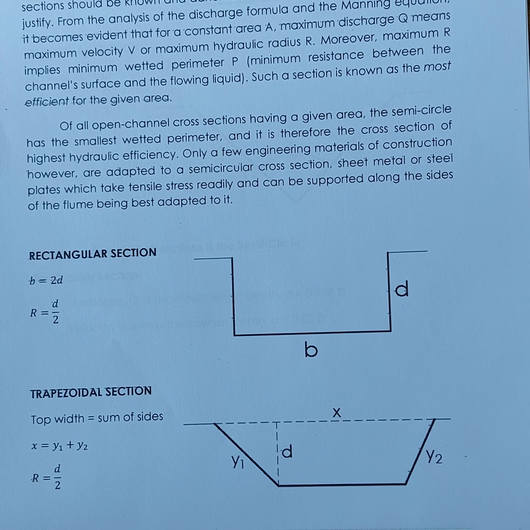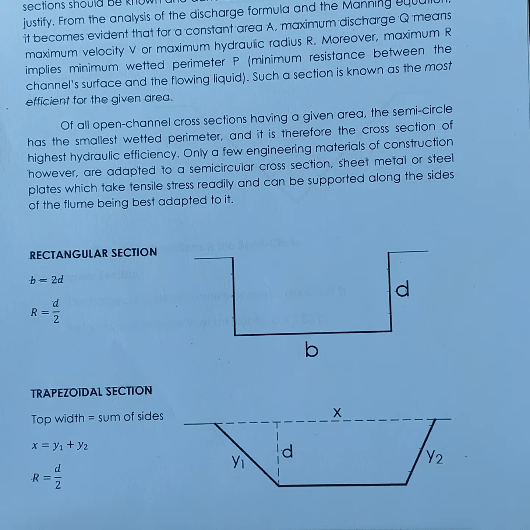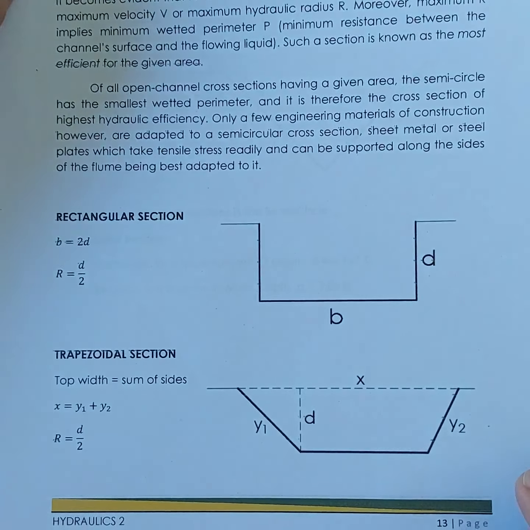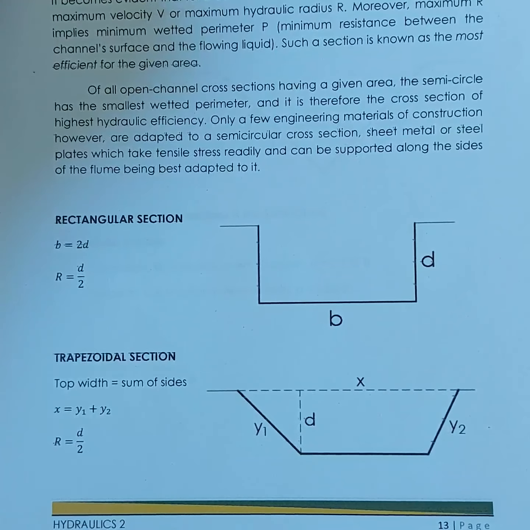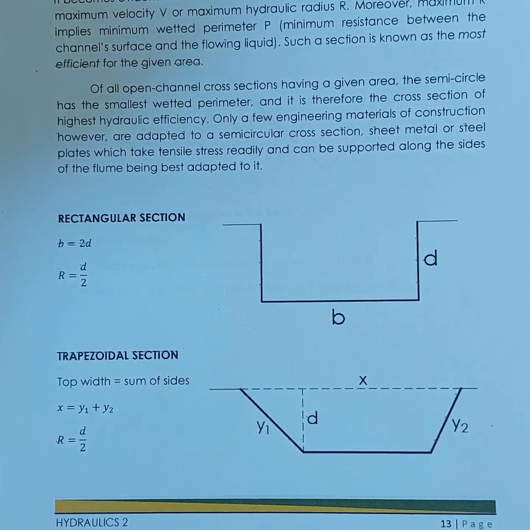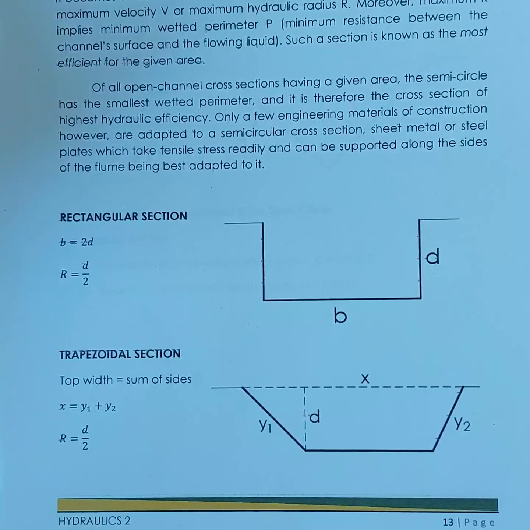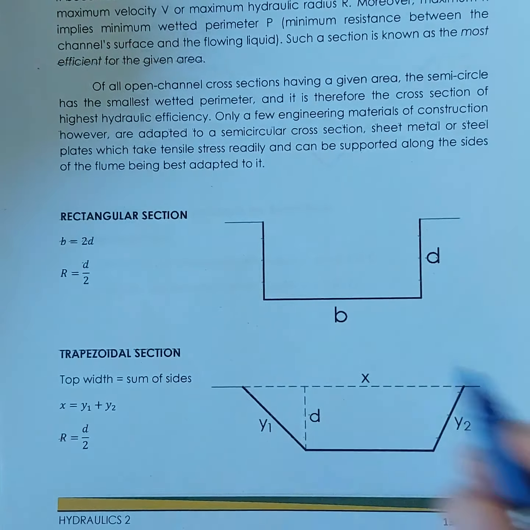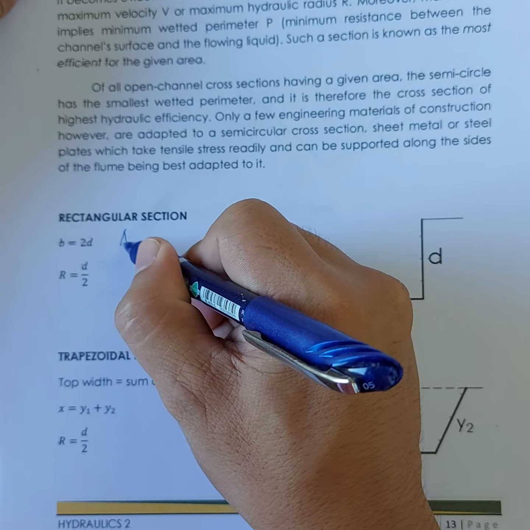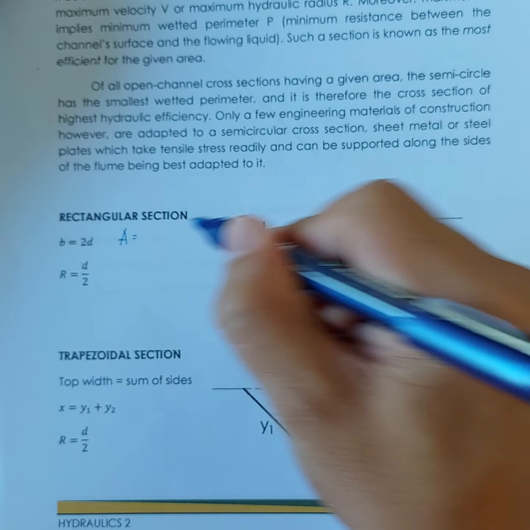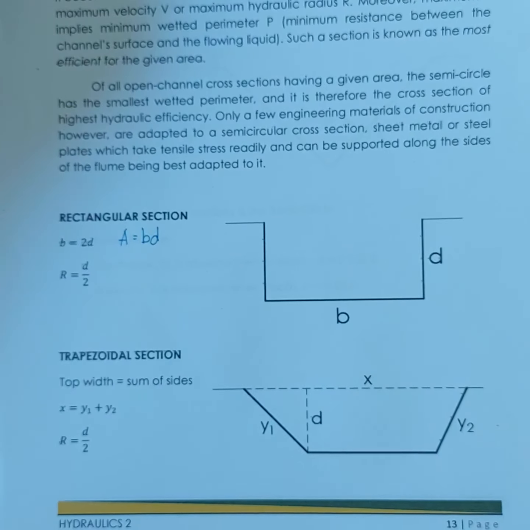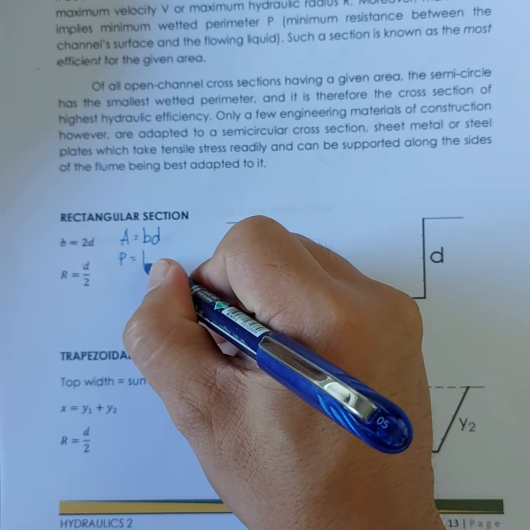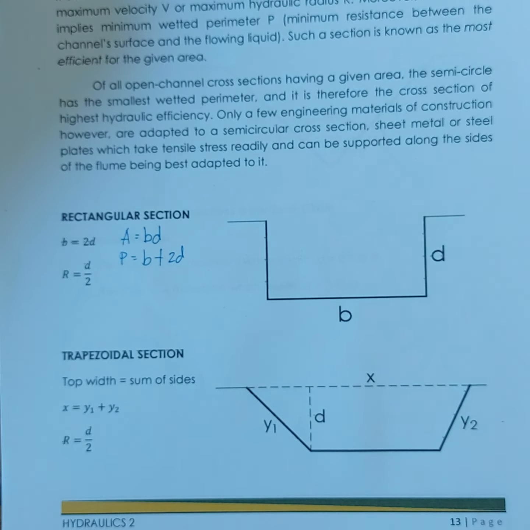How did we arrive at this particular formula? So let's examine this section. The underlying principle is that the area is constant, the discharge is constant, but we're going to minimize the wetted perimeter. So the area of a rectangular section is equivalent to base times the depth, and the wetted perimeter is equal to b plus 2d.